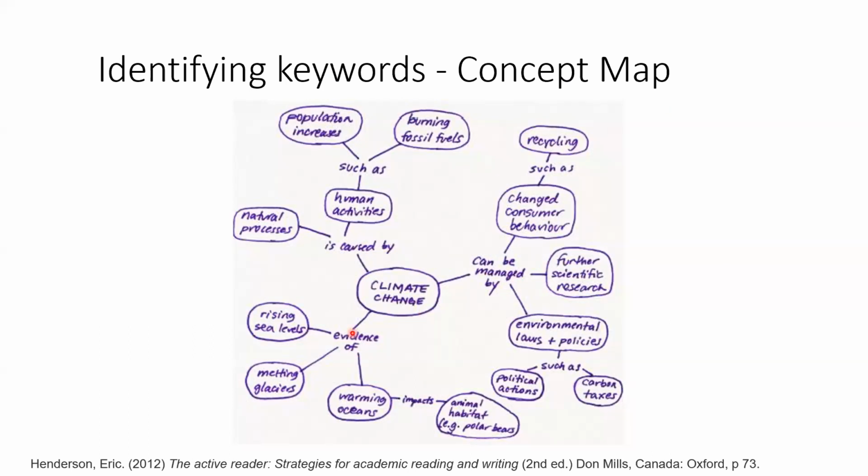So this is a very broad topic anyway. For evidence: warming oceans, melting glaciers, rising sea levels. These are some of the keywords that this researcher has identified. Causes for climate change: natural processes and human activities. Human activities: population increases, burning fossil fuels, right? Again, how to mitigate them. You have so many keywords defined. This is, in fact, a summary of what you are planning to do. This work plan will give you a concept map, and this concept map itself will give you lots of keywords for you to go through, right?